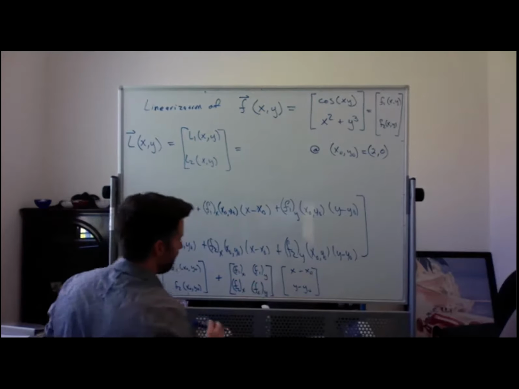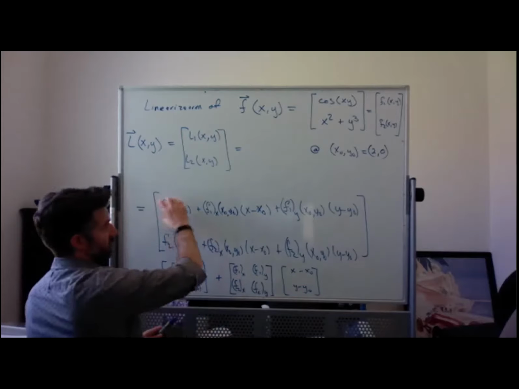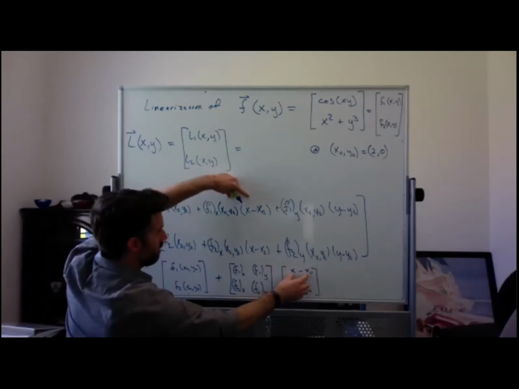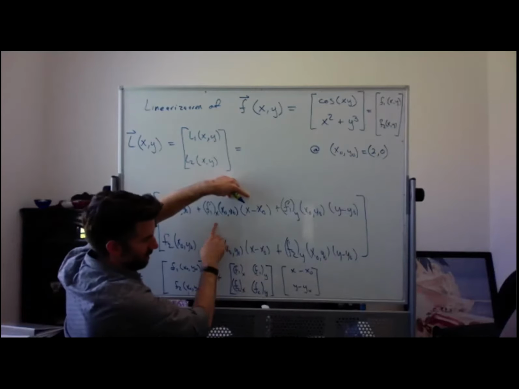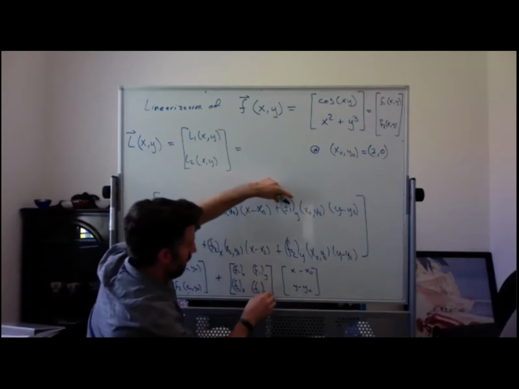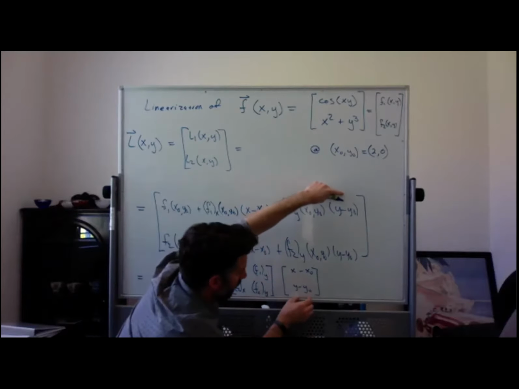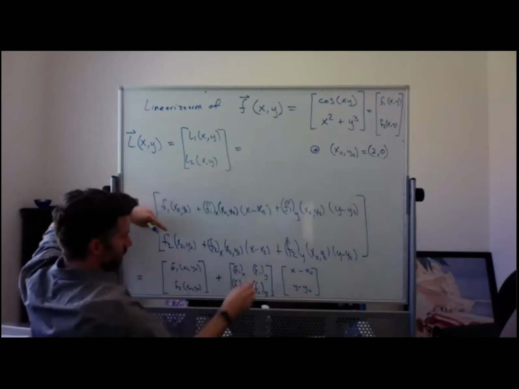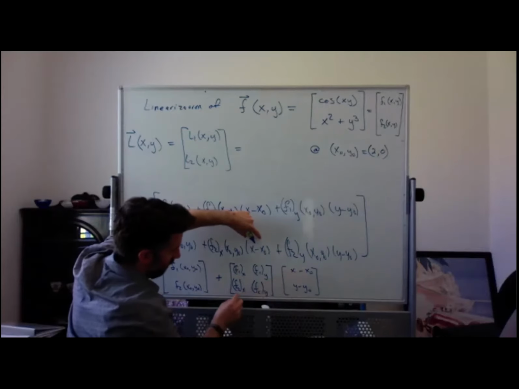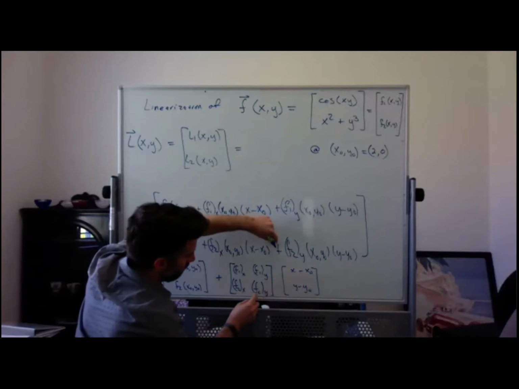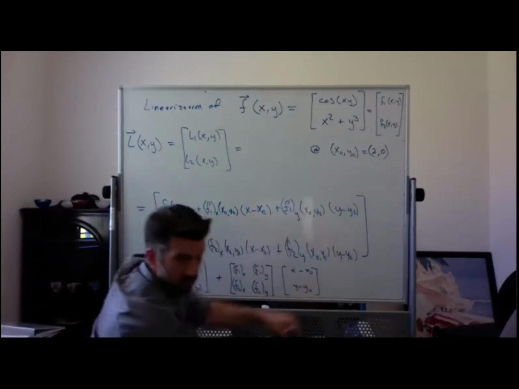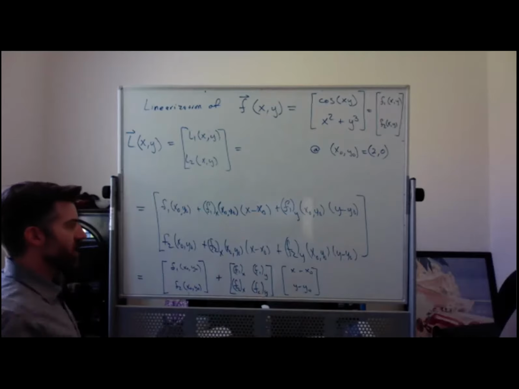So you see this matrix multiplication, you're exactly going to get in the first row, f1x times x minus x naught. And I didn't write the evaluated at x naught, y naught because it's kind of long. And then plus the partial with respect to y times y minus y naught. And then in the second row, you're going to get partial of f2 with respect to x times x minus x naught, plus the partial of f2 with respect to y times y minus y naught. So it's kind of long.